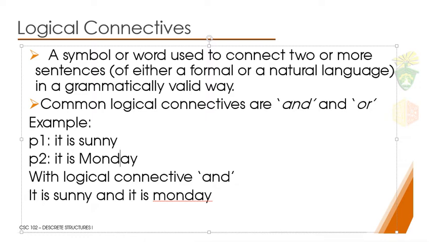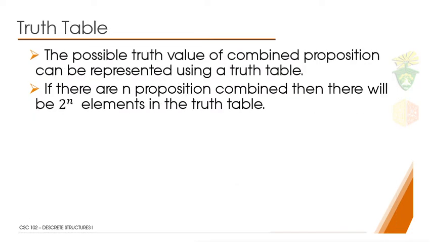Okay, now let's proceed to truth tables. Truth tables are usually used on compound propositions, that is, if you want to find all the possible truth values of a compound proposition that you have. The possible truth values of a combined proposition can be represented using a truth table. If you want to construct a truth table, and you have a compound proposition that contains n propositions, that means you will have 2 to the n elements in the truth table.